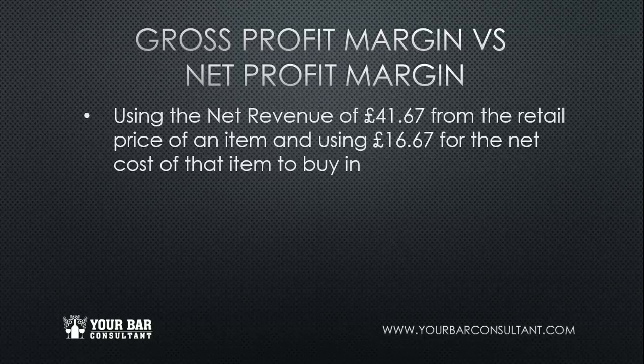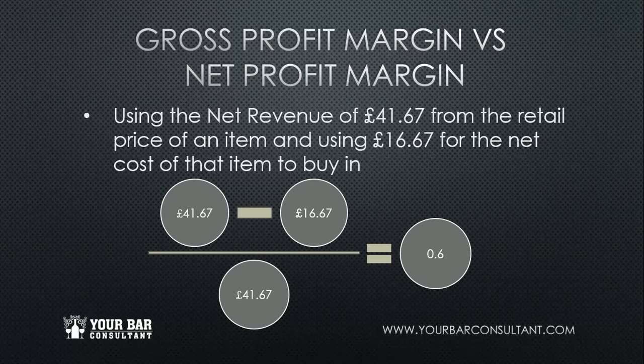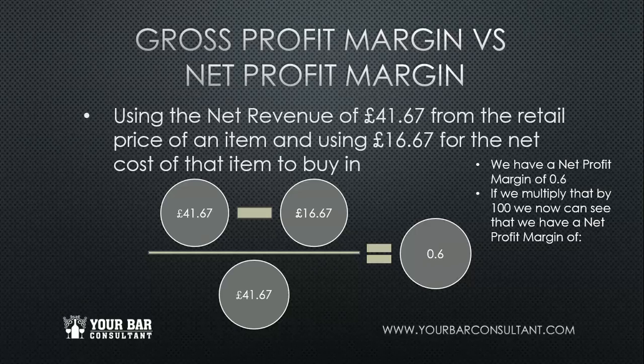So using the net revenue of £41.67 from the retail price and using £16.67 for the net cost of the item to buy in, we have £41.67 minus £16.67 divided by £41.67 again, and that equals 0.6. So we can say that we have a net profit margin of 0.6. And if we multiply that by 100, we can now say that we have a net profit margin of 60%. And if you remember, from the same example using gross costs and gross revenue, it was the same profit margin.